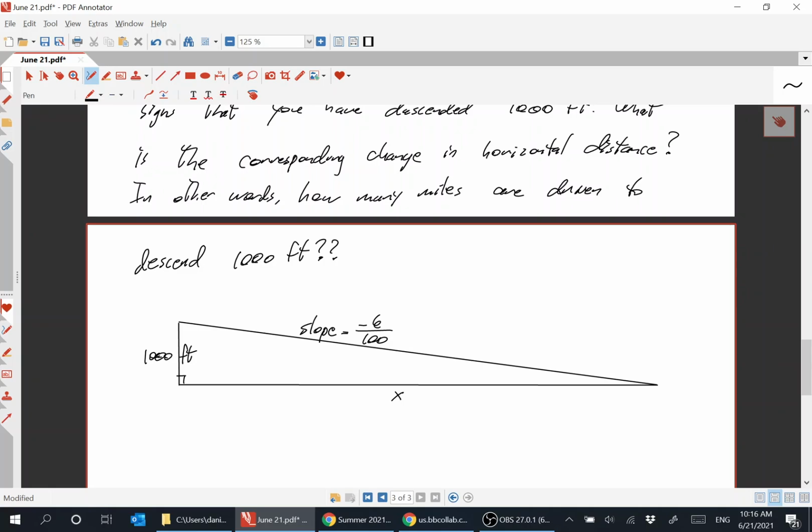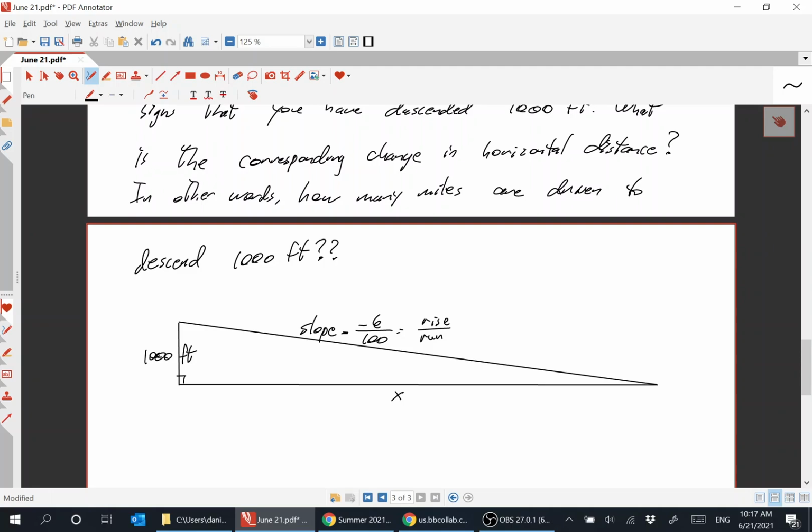Couple different ways to figure this out. What do you guys think? How would one go about doing this? All right, this is rise over run, minus 6 over 100, which is the slope or rate of change of a linear function. And we're trying to find the corresponding x value that goes with the y value of negative 1,000 feet downhill.